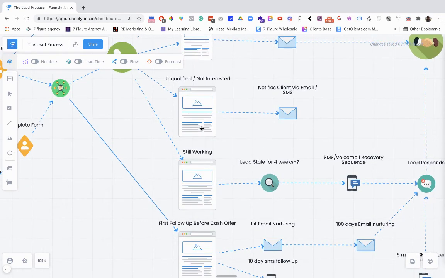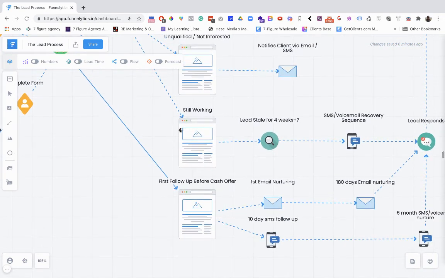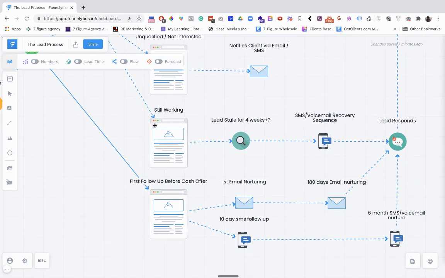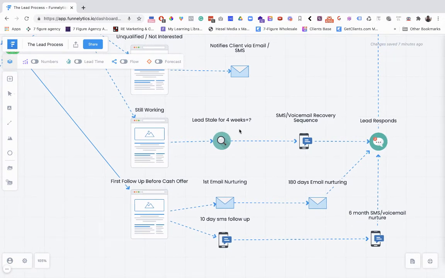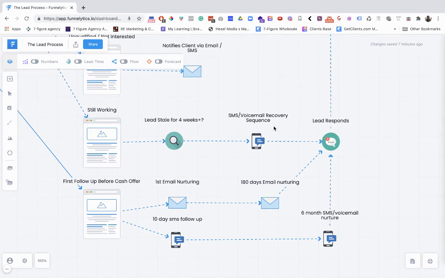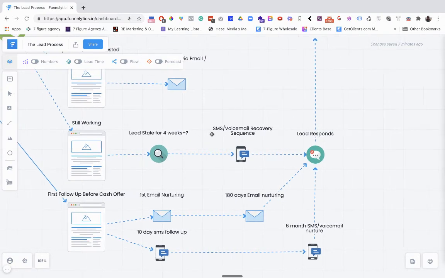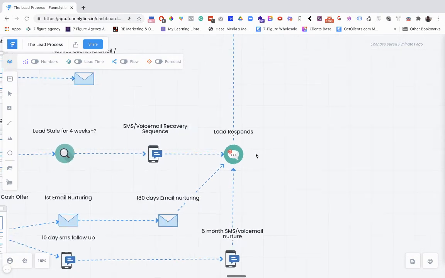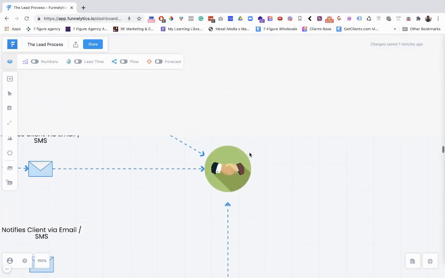You're also going to see the people that are still working. This is going to be done within a sheet. It could be a fancy sheet or just a regular Google Sheet. And for those that are still working, if the lead is stale for about 4 weeks, there is going to be an automated SMS and voicemail recovery sequence. All of this is going to be done within the CRM. And then once again, if the lead responds, then you take over as a client.